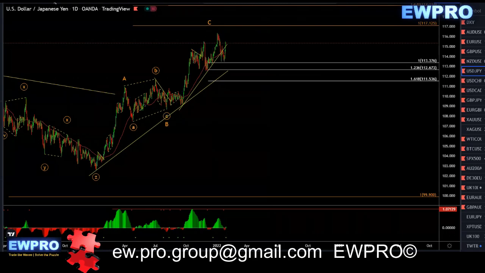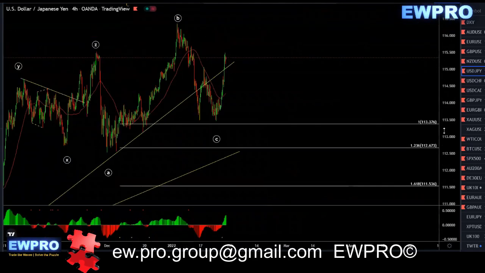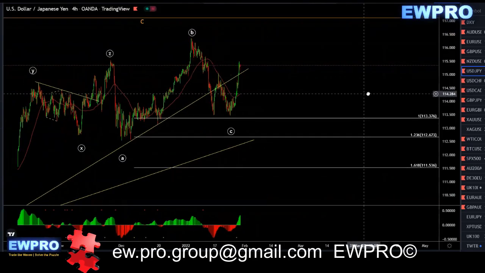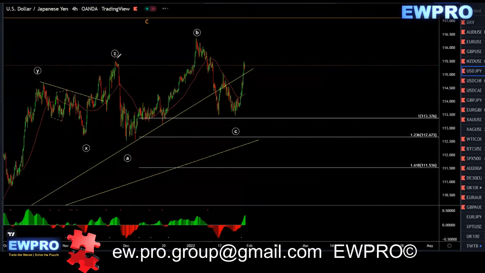So if we go down to the H4, nothing's changed. We're looking for that A. We're just looking for a B in here and then a C down for more upside. But the B wave broke above the top. So then we were looking for like the A, B, C down to the 100 fib. It didn't quite get to the 100 fib.